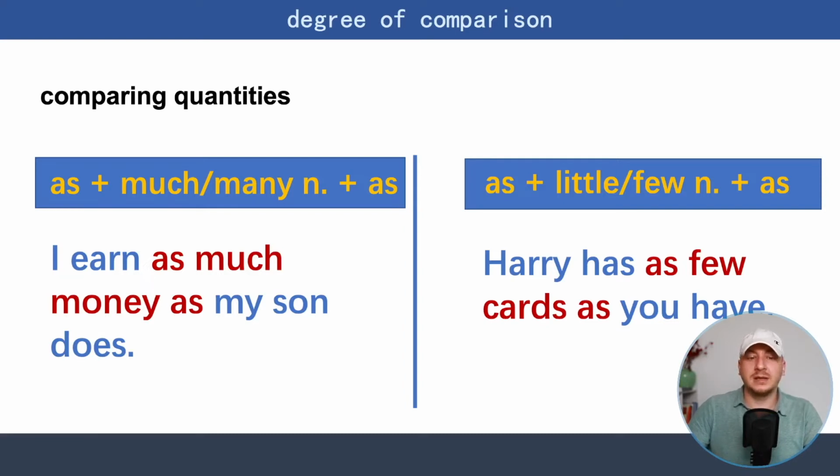In this example, money is an uncountable noun. So we say, I earn as much money as my son does. Right? So the formula, as plus much plus noun, money, plus as. Or we can also say as little or as few plus noun plus as. Harry has as few cards as you have. Okay, so Harry has, and the formula, as few plus noun, cards, plus as, and then we have you have. Little will be used for uncountable, and few will be used for countable nouns.